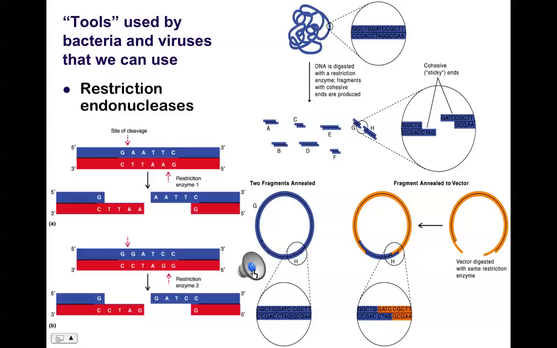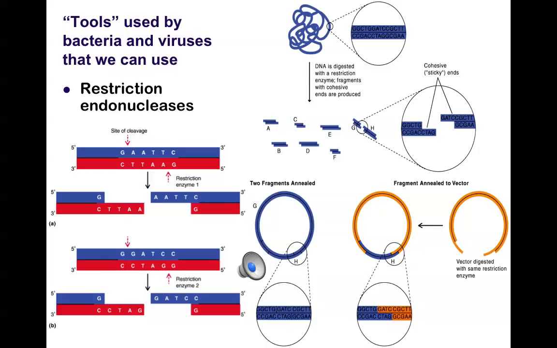Here's a more specific example illustrating how we can use restriction endonucleases to create sticky ends on DNA from two different sources, and then splice those together to create recombinant DNA. In the illustration, we have a piece of DNA that's colored blue, representing chromosomal DNA, and a little ring of yellow DNA, which is representing plasmid DNA.